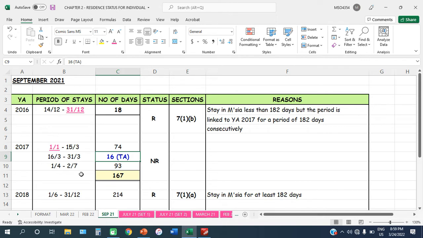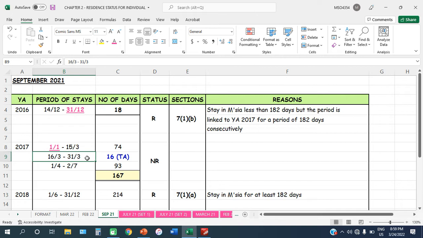So let's check it out. Our TA starts from 16 March. So before 16 March is 15. Do you have 15? Yes. TA ends 31st March. So after 31st March is 1st April, right? Go down. 1st April physically present, right? So now confirm this is TA. We can use this TA.